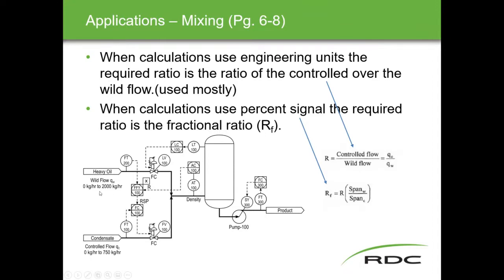In most situations, you don't have that. You'll have one range much higher than the other one. In this one, for example, we have up to 2,000 kilograms of heavy oil compared to up to 750 kilograms of condensate. If we apply that ratio straight throughout the entire flowing range, at some point in time, or most points in time really, it's not going to be accurate because it's not linear in relation to the wild flow or to the heavy oil flow.